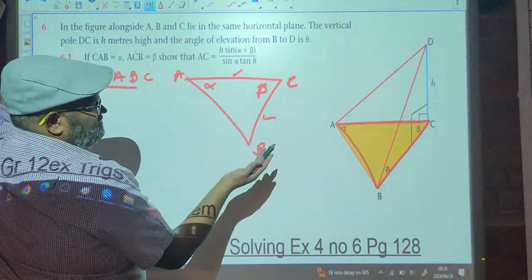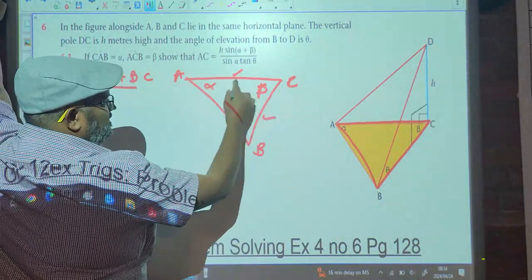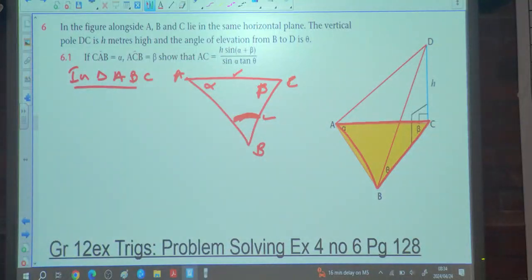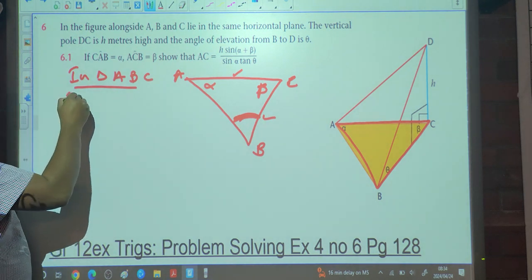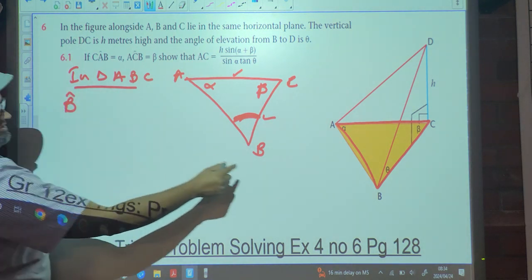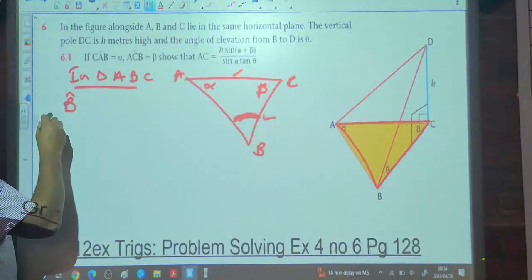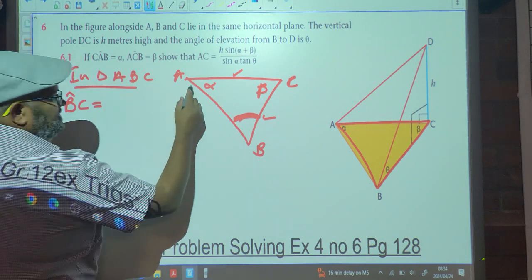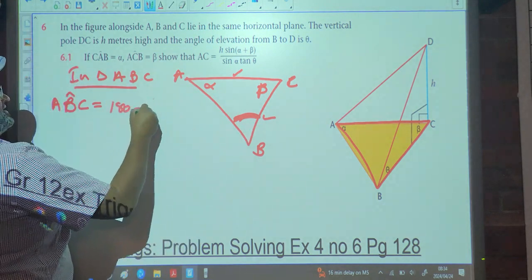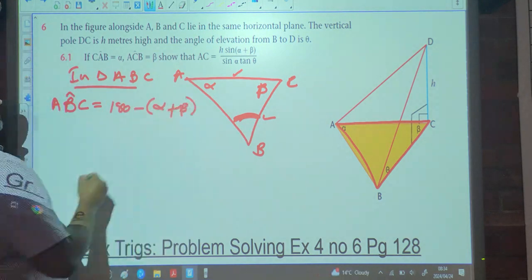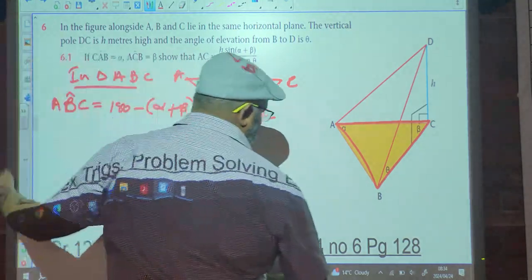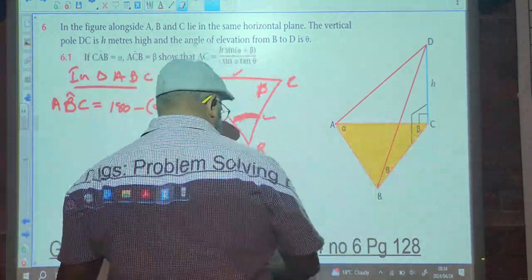Many angles are going to use the sine rule, not so? So AC over sine of this angle here. I need to know what that angle is, and what's the size of that angle. Angle B, but there's many angles at B, so I'm going to say ABC. Angle ABC is equal to 180 minus alpha plus beta, not so? So that is 180 minus alpha plus beta. Put the right in here.